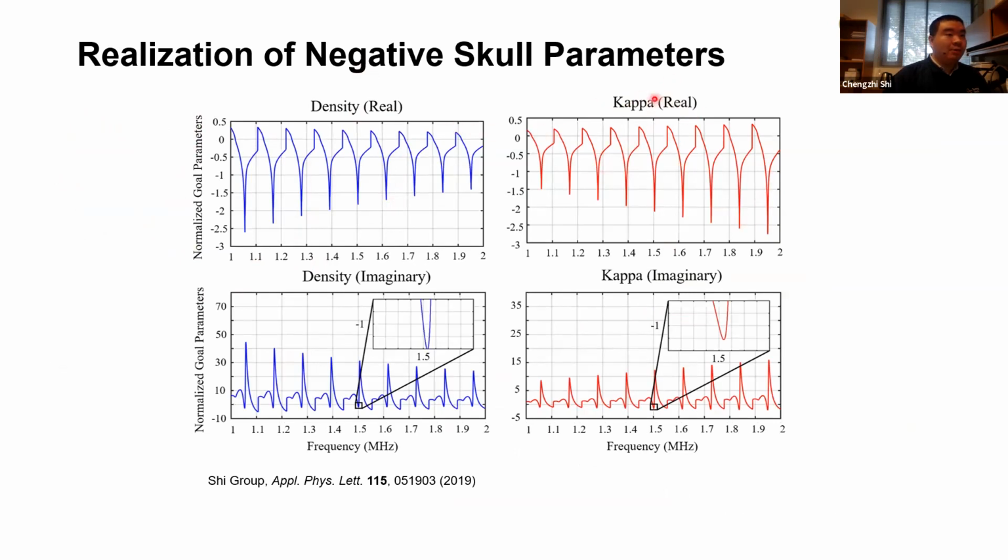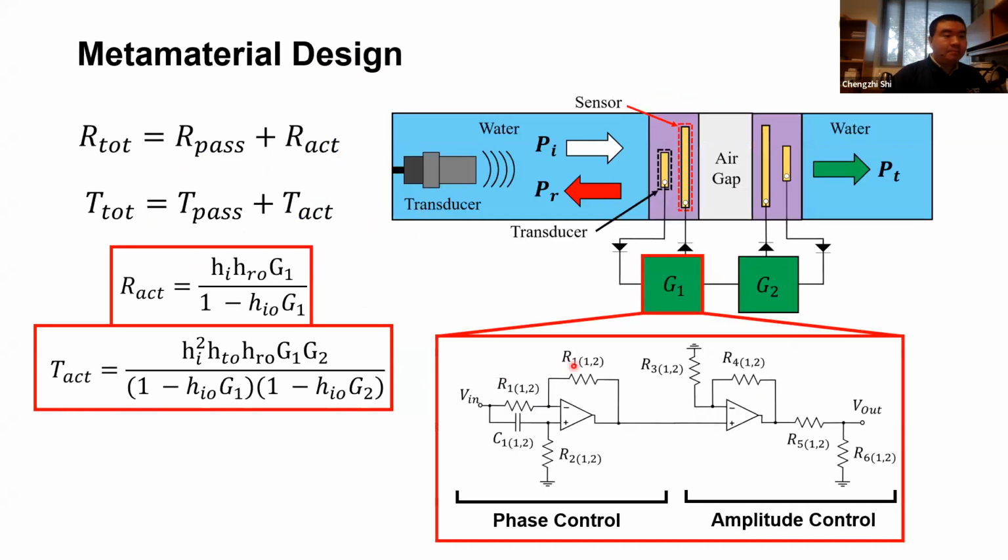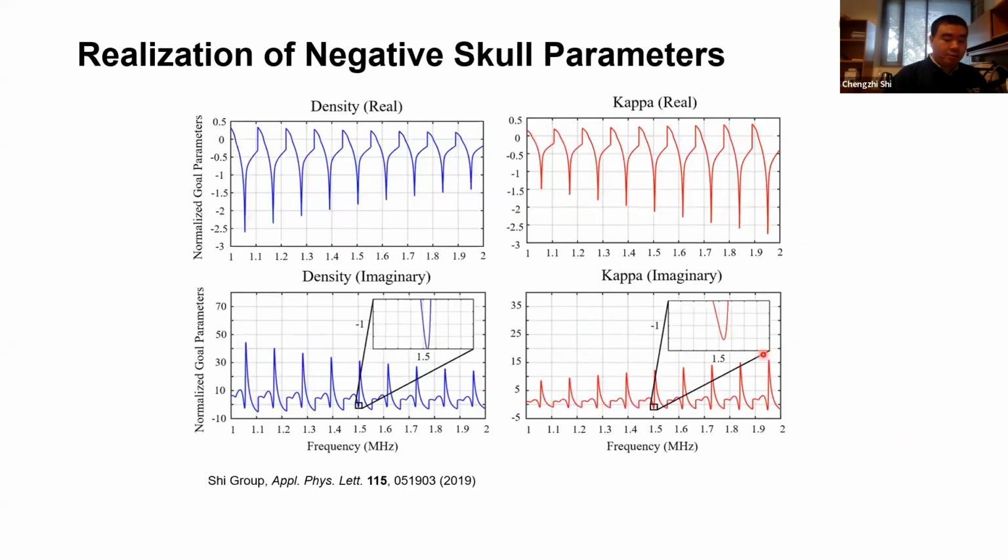And then by changing the gain in the calculation, we can see the density and the bulk modulus, where kappa here is the bulk modulus. We normalize all these parameters to the scale parameter. Our goal is to achieve the real part of the density, imaginary part of density, real part of the bulk modulus, and imaginary part of bulk modulus to be -1. You can see here, by adjusting the circuit parameters, the R1 resistance and R4 resistance, we achieve a -1 value for the real part of density at 1.5 megahertz. Same thing for the bulk modulus at 1.5 megahertz, and same thing for the imaginary part.